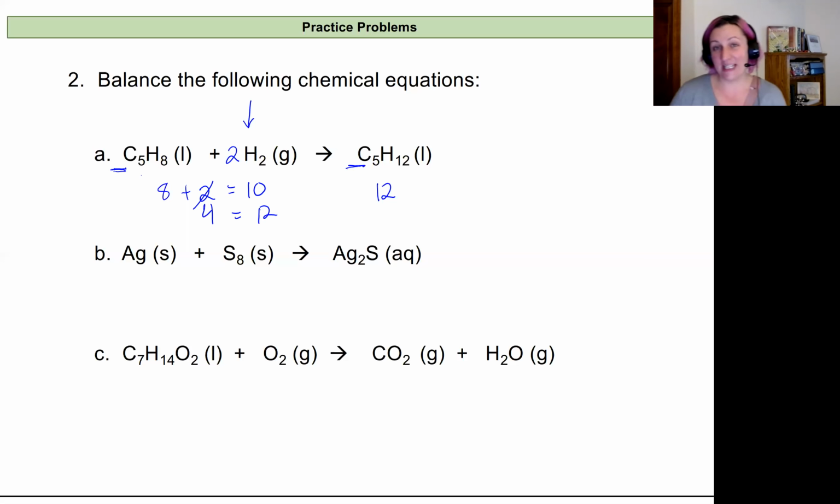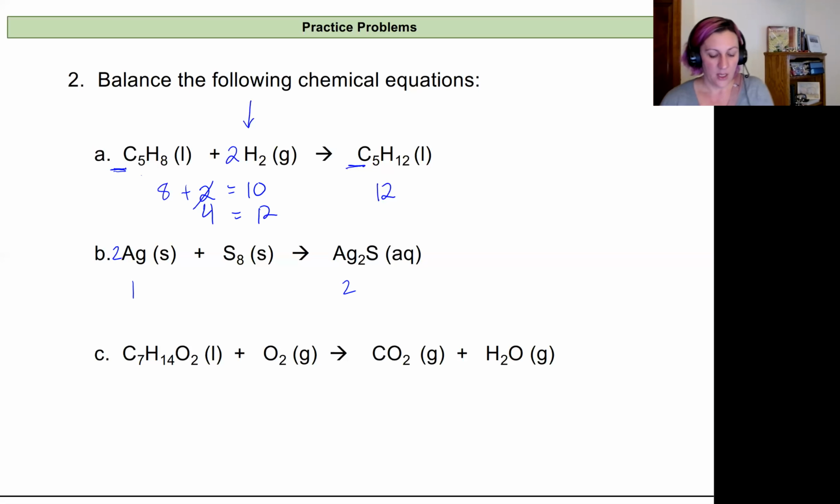All right, next we're looking at silver and elemental sulfur. And elemental sulfur is interesting because it's not just one atom or just 2 atoms. It's 8 atoms together in this structure. It's really cool. So I've got 1 silver, and I have 2 silver on my product side. So if I put a 2 in front of my silver, then I will have a balanced amount of silver.